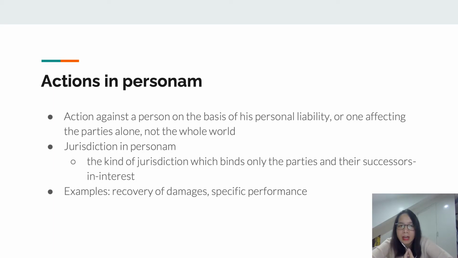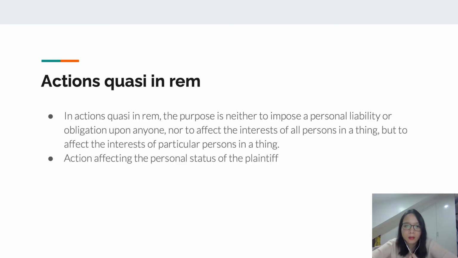We also have actions in personam, which are actions against a person on the basis of his personal liability or one affecting the parties alone, not the whole world. So the jurisdiction in these kinds of cases is jurisdiction in personam, the kind of jurisdiction which binds only the parties and their successors in interest. Examples are recovery of damages and specific performance.